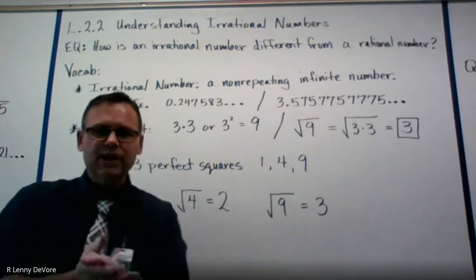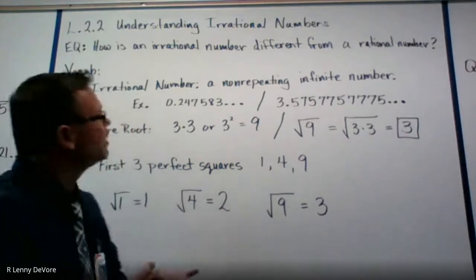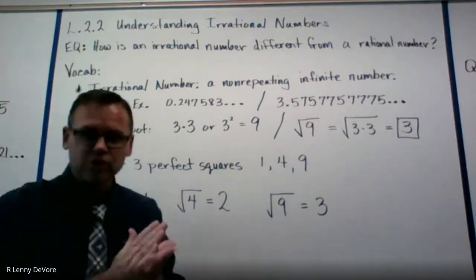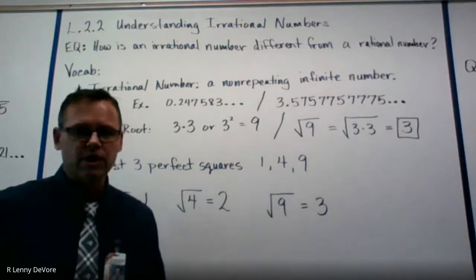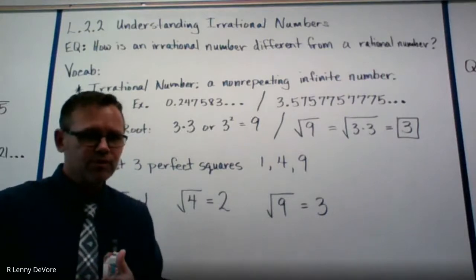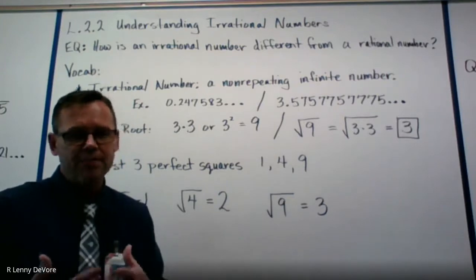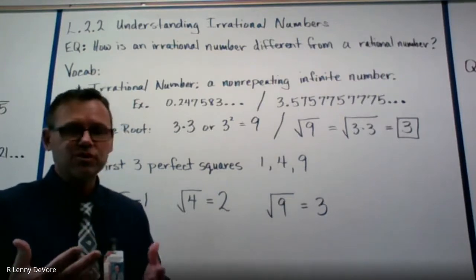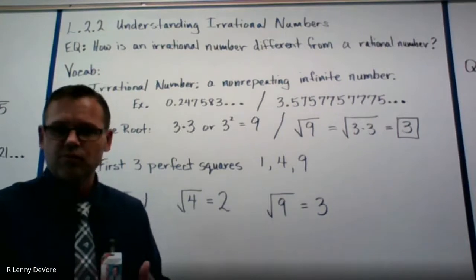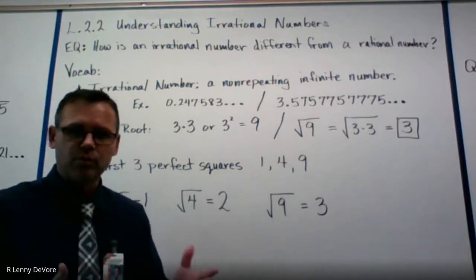Okay, guys, so lesson 2.2. This is over understanding rational numbers. Now, we've pretty much already covered this, so hopefully this should just be a review. You really want to look at your notes and your vocabulary from lessons 1, 2, 3, and 4. Okay, so 1.1, 1.2, 1.3, 1.4.